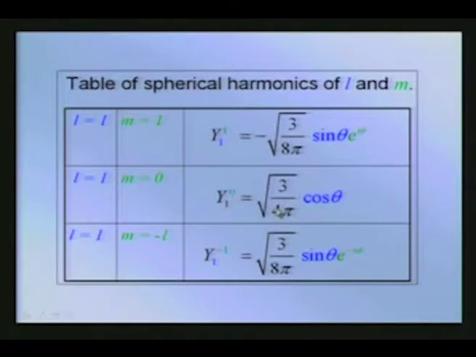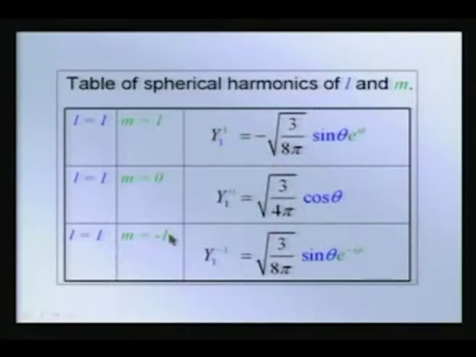Y10 is square root of 3 by 4 pi cos theta, and this is independent of phi. Y1 minus 1 is root 3 by 8 pi, looks exactly like Y11 except for the sign difference here, as well as one more difference, sin theta e to the minus i phi. The Y11 was e to the plus i phi. This is a minus i phi. They appear to be complex conjugates of each other with a sign difference. This is the set of solutions corresponding to L equal to 1.